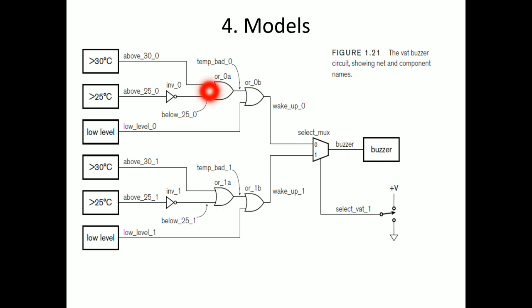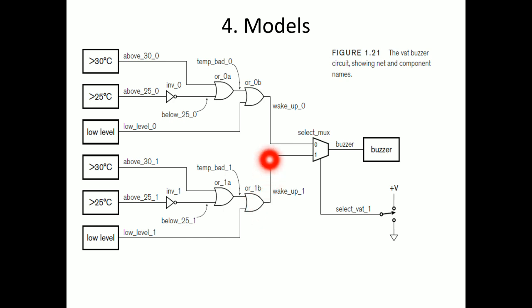This is the figure showing the names given to each of the wires: the input of the NOT gate, the input of the OR gate, the output of the OR gate, the output of the second OR gate, and the output of the MUX. The gates have been named also. Inverter 0 is given for this inverter, inverter 1 for this inverter. The first OR gate of VAT0 is R0A, and the first OR gate of VAT1 is R1A. The second OR gate of VAT0 is R0B, and the second OR gate of VAT1 is R1B.